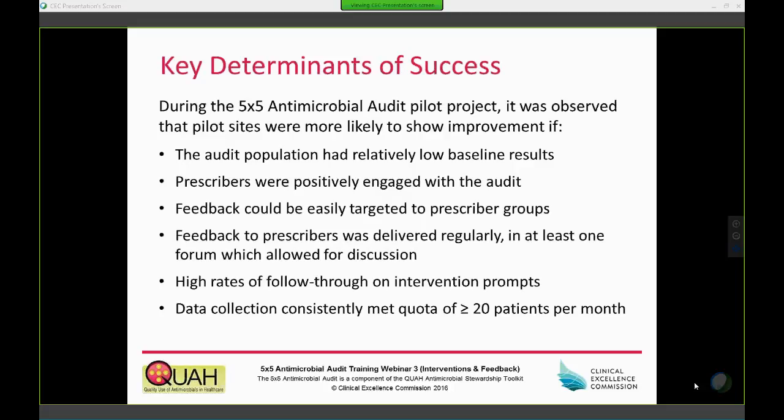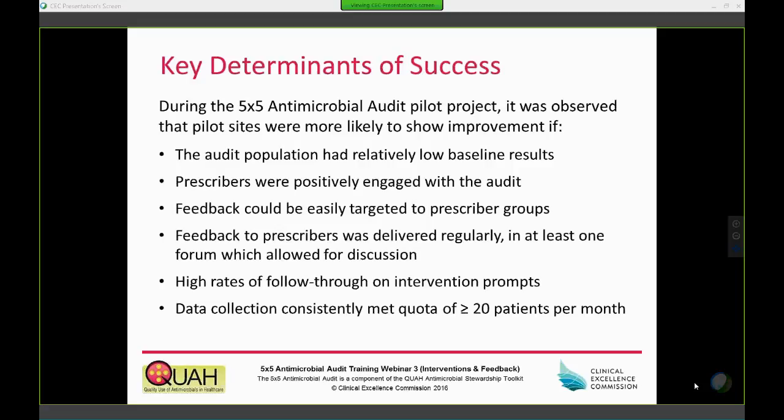They were more likely to show improvement if feedback to prescribers was delivered regularly and in at least one forum which allows for discussion of those results. So we've always said that one of the most powerful things about this whole audit and feedback methodology is the conversations that it starts. So you do need to make sure that you're regularly feeding back and it is in a forum that allows for that discussion and those conversations to actually happen.